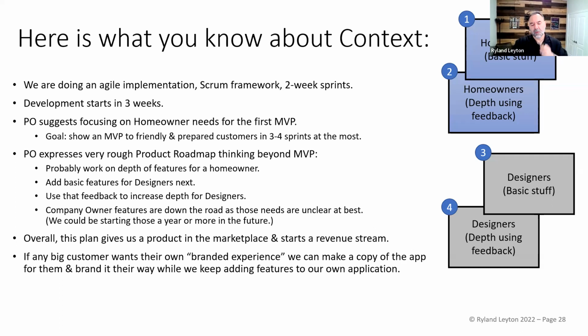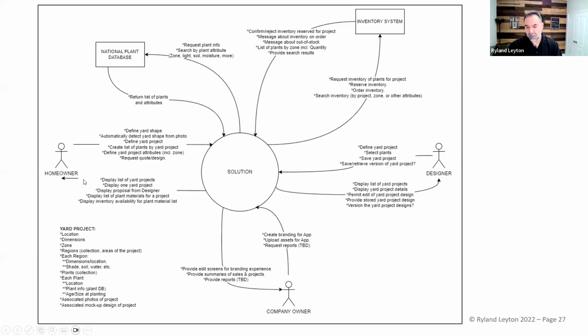Very rough product roadmap afterwards. We're not really sure. We're going to work on homeowners doing maybe the basic stuff and maybe a little more depth given feedback. After that, we're going to start working on our other actors in the system, designers, and depth. So like the skinniest set of designer stuff we can think of, and then add some depth. Okay. On our diagram, we're over here. Homeowner, we're going to add the basics first because we're not sure how much we can get done in a few weeks. The team hasn't estimated that.